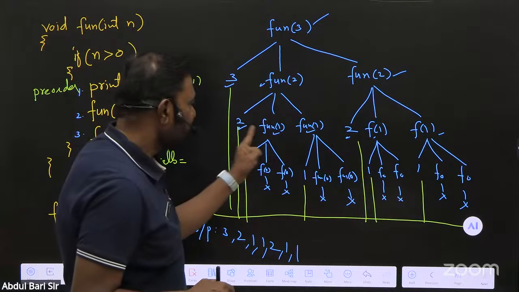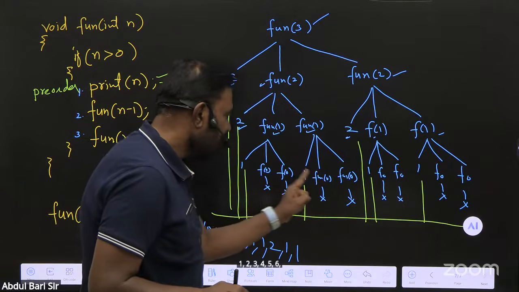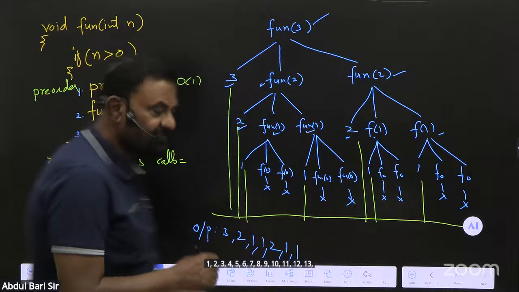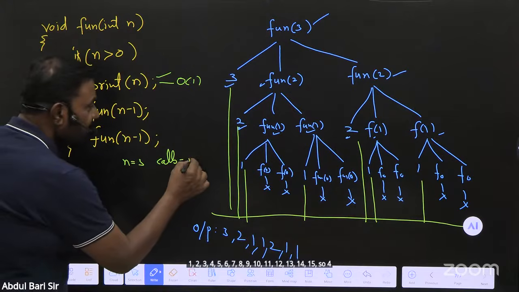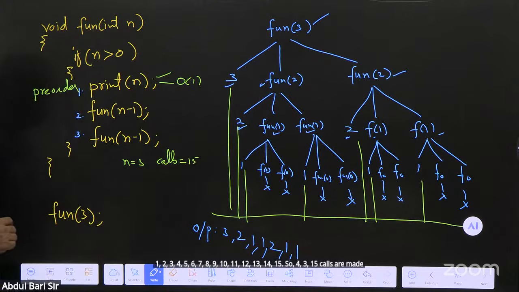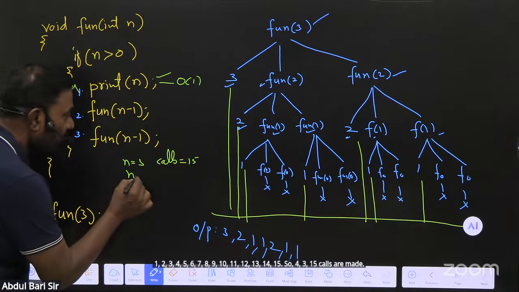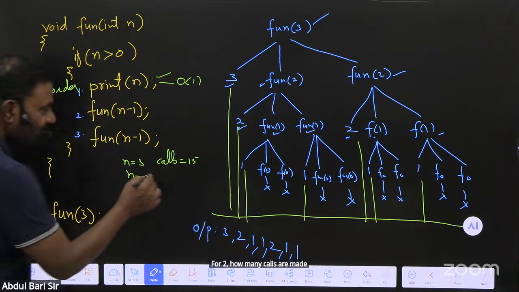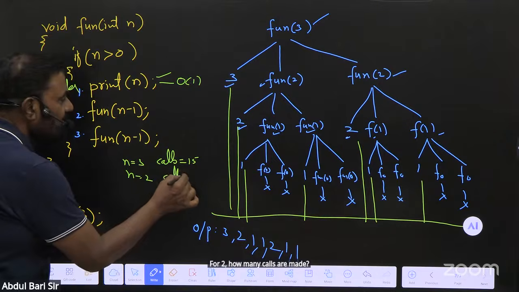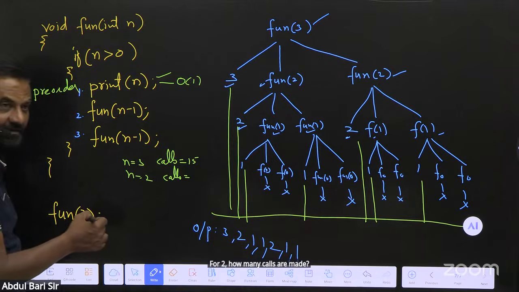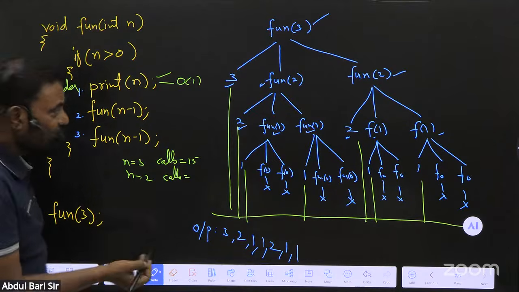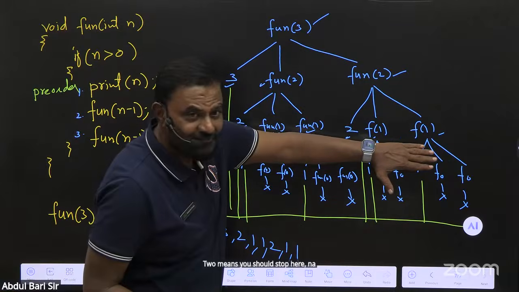1, 2, 3, 4, 5, 6, 7, 8, 9, 10, 11, 12, 13, 14, 15. So for 3, 15 calls are made. Acha, for 2, how many calls are made? 2 means you should stop here, na? You should not go further.